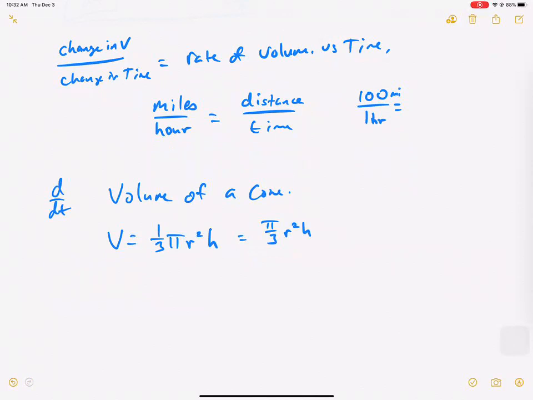If you don't know where you come up with the volume of a cone, it's really just a cylinder. This is pi r squared, right? And this is my height. And then we divide it by 3. A cone is always 1/3 of a cylinder.